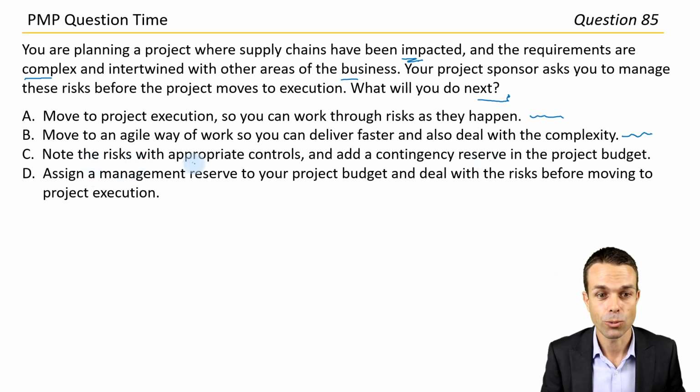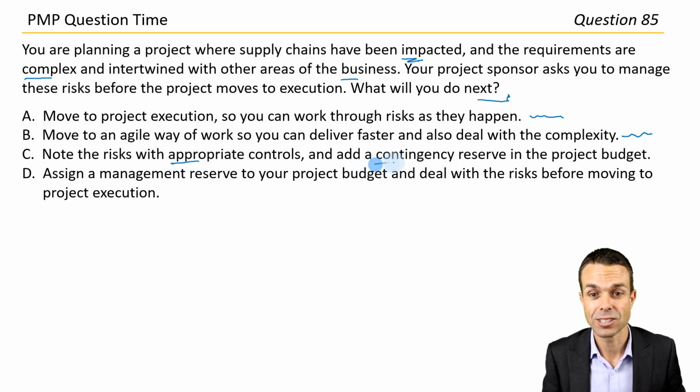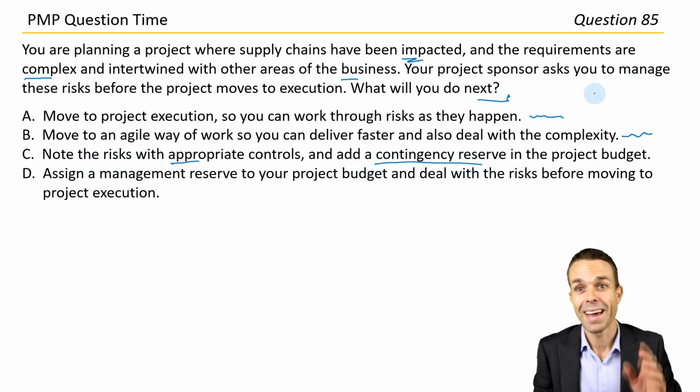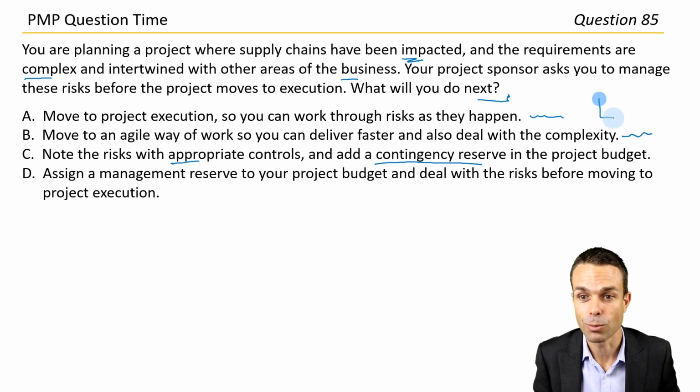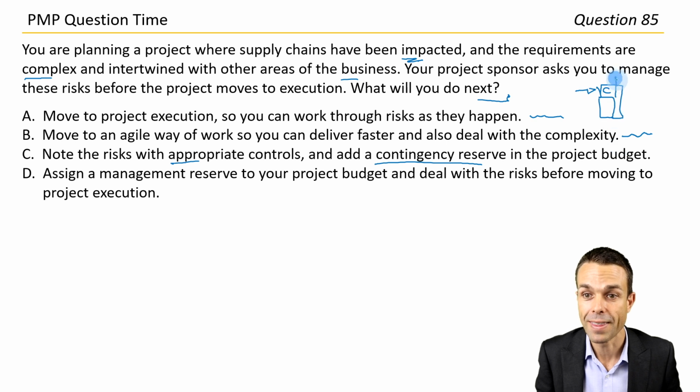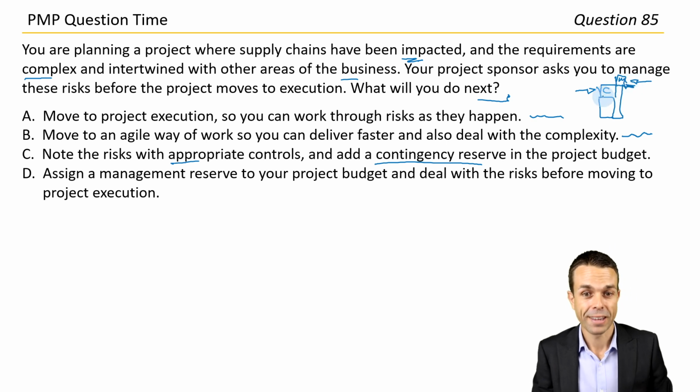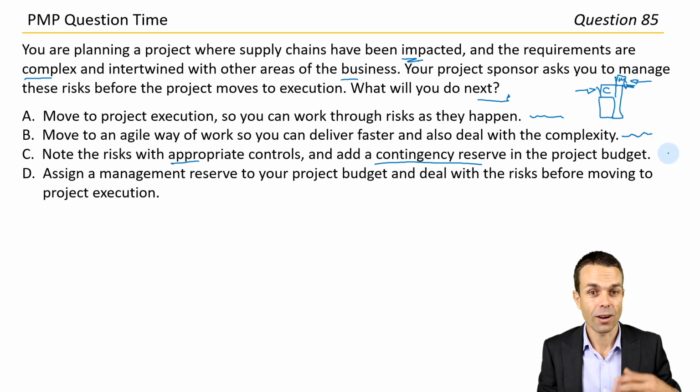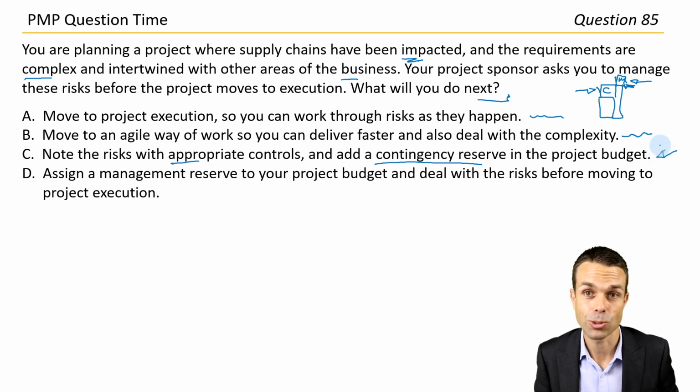Note the risks with appropriate controls and add a contingency reserve in the project budget. As we've been over a few times, you've got your project cost, you add a contingency reserve for risks, which becomes your project budget, and then you add the management reserve for any unforeseen scope on top of that that's still within the scope of the project. And so that's our way of managing these risks before it gets to execution.